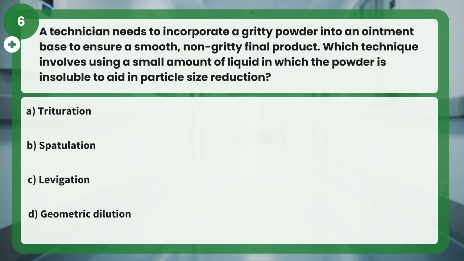Question 6. A technician needs to incorporate a gritty powder into an ointment base to ensure a smooth, non-gritty final product. Which technique involves using a small amount of liquid in which the powder is insoluble to aid in particle size reduction? A. Trituration. B. Spatulation. C. Levigation. D. Geometric dilution.